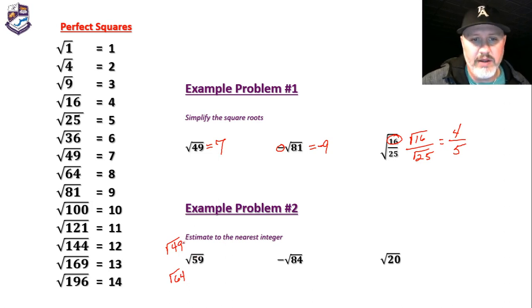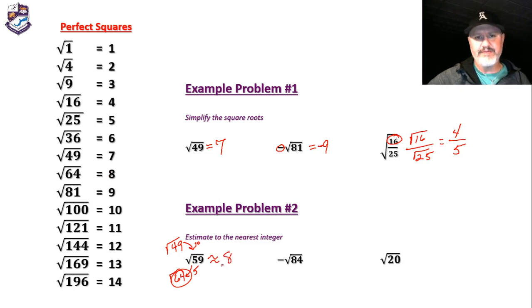All right, well, it is 10 away from this guy, and it is only 5 away from this guy. So because it's closer to the square root of 64, I know that the square root of 64 is 8. I would estimate that, and I'd say it's around 8. It's closer to 8 than 7, right?